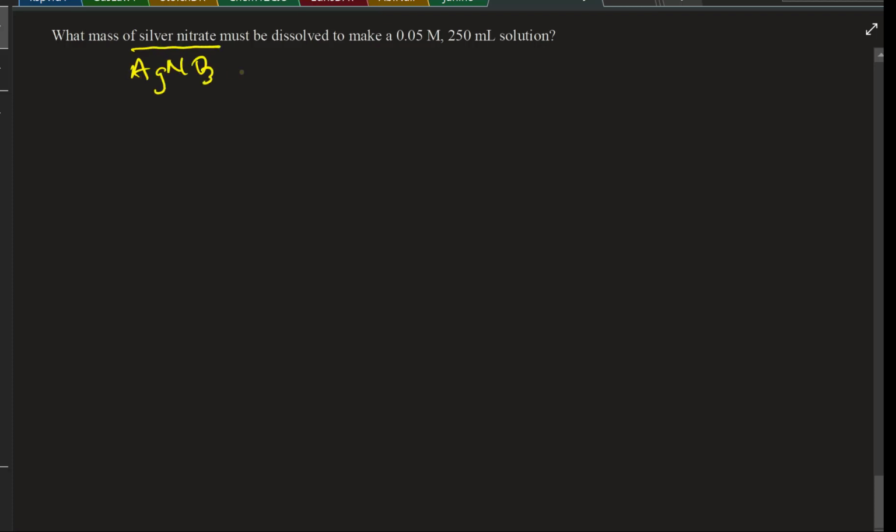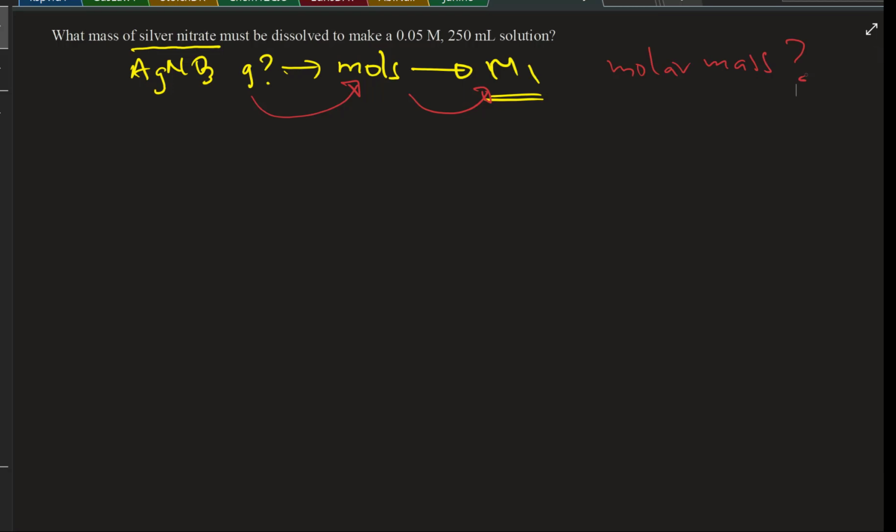Hello, we are back with a few questions. In this question, we are looking to calculate the grams of silver nitrate needed to make 250 milliliters of 0.05 molar solution. Let me remind you: silver nitrate grams you're looking for, connect that to moles. The moles connect into molarity. Now, in order to do that, we need to know the molar mass.